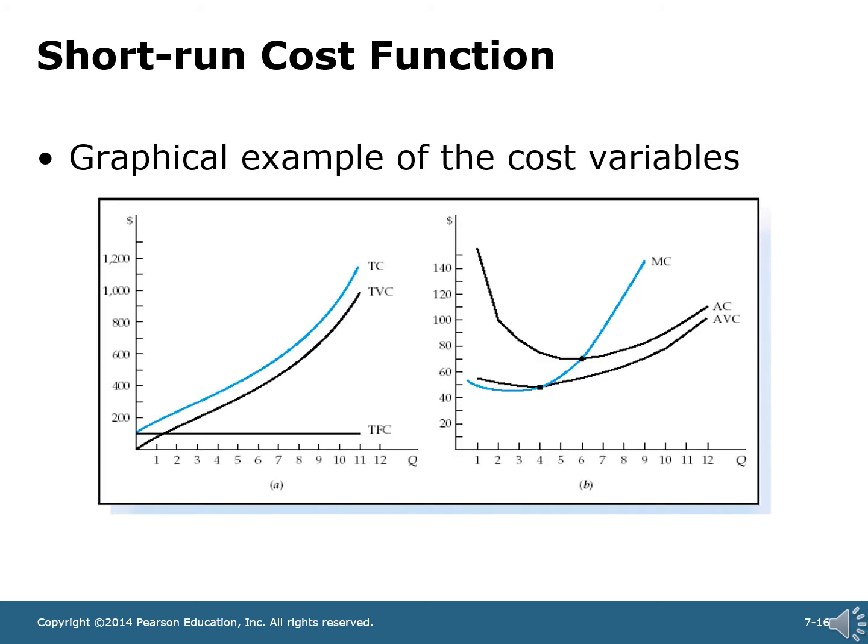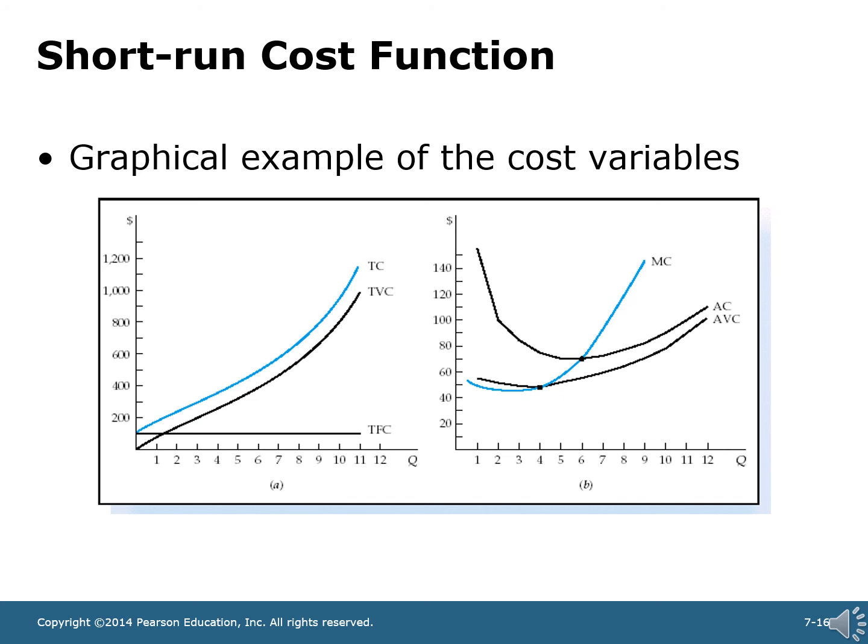Now here we have a graphical representation of the cost variables. So on the y-axis for both of these, we have the cost. And on the x-axis, we have the quantity being produced. So taking the panel on the left first, we have the total cost, the total variable cost, and total fixed cost. The total fixed cost is constant. In this case, it's at $100. It stays there no matter how many units are being produced, which should make sense to us because they're fixed. They don't depend on how many units we produce.